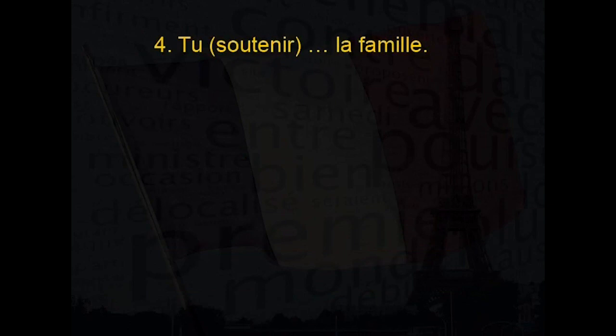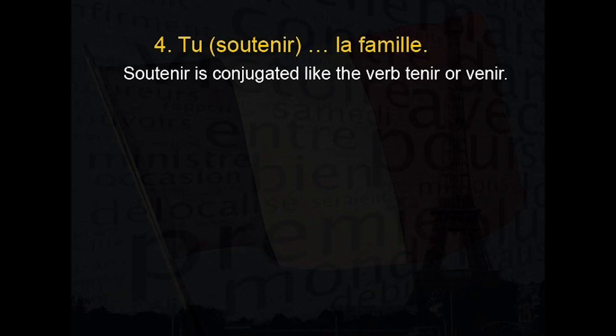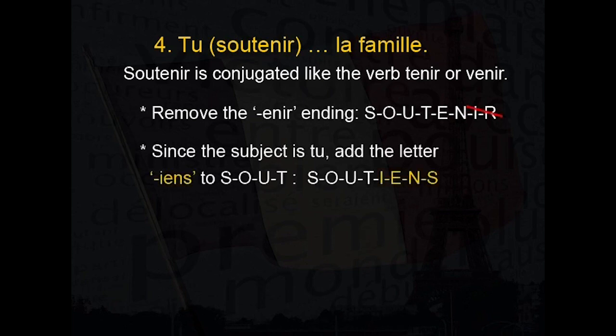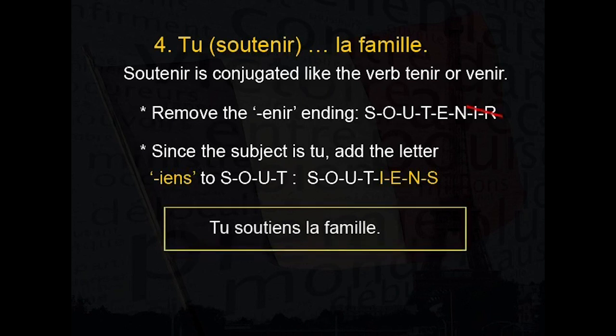Number 4. Tu soutenir la famille. Soutenir is conjugated like the verb tenir or venir. So we first remove the E-N-I-R ending. Then, since the subject is second person singular, we add I-E-N-S to S-O-U-T. So we have S-O-U-T-I-E-N-S. Tu soutiens la famille. In English, the translation would be, you support the family.